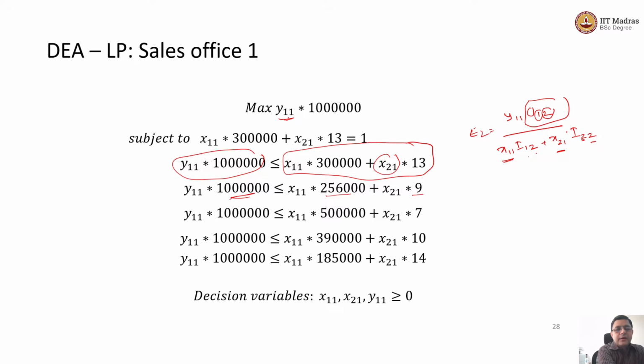Now we will start using the decision variables for sales office 2. What will those be? Those will be output 1, sales office 2. So the decision variable will be y12. Similarly, it will be x12 and x22. Right? Those are going to be the 3 decision variables for DMU2. So these are going to be for DMU2.